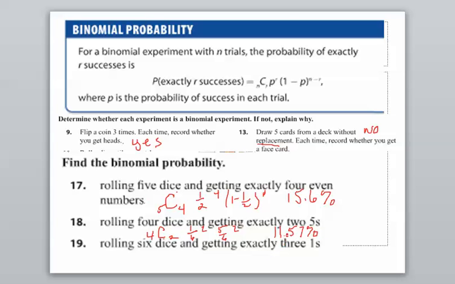So just looking at these, was number 17 more likely to occur or number 18?